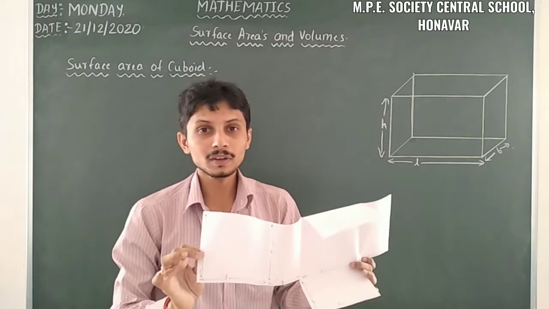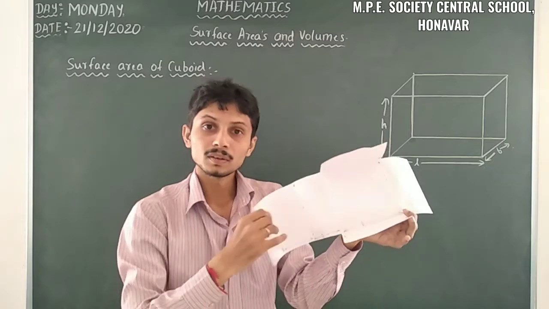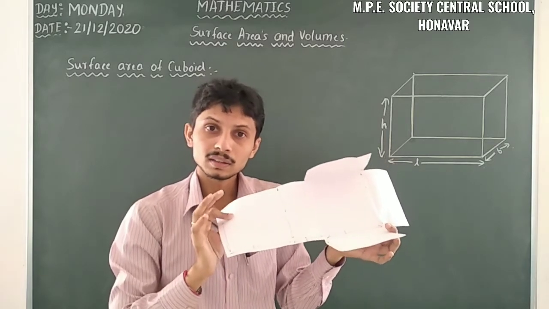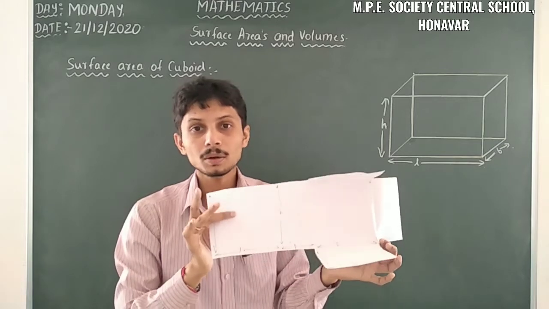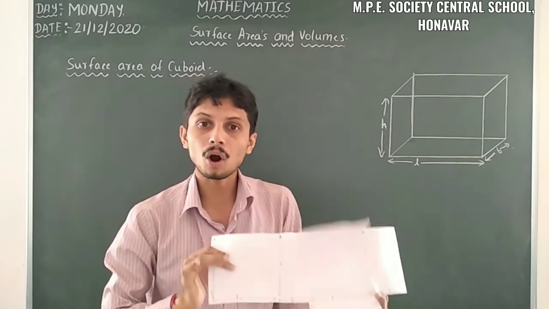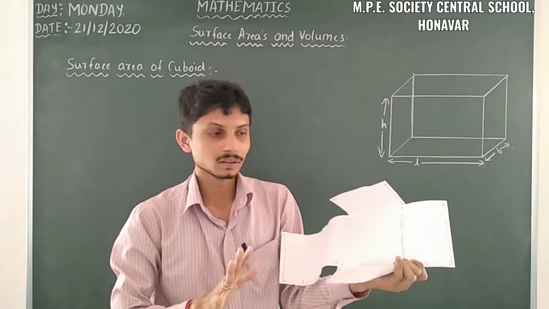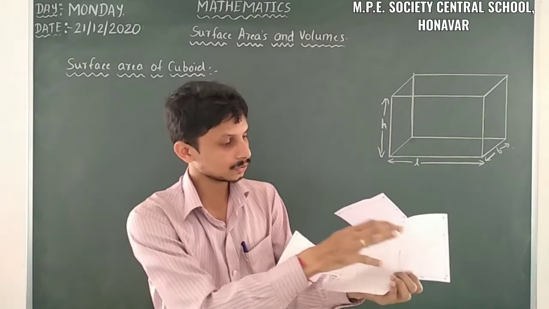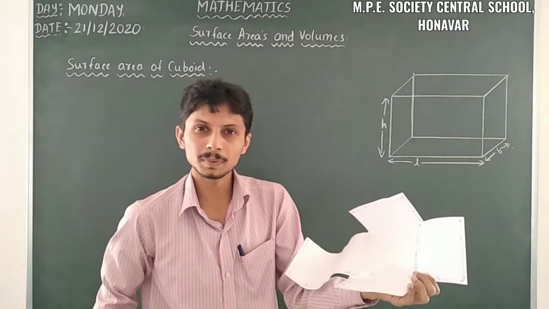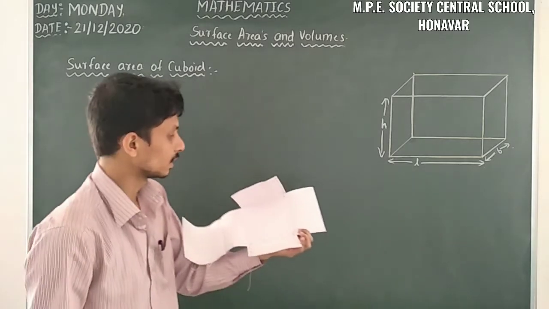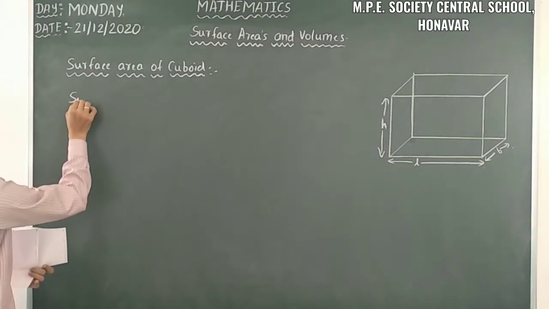When we have to find out the surface area of this cuboid, firstly we have to find the area of each face. Then we have to add all these things. So we have to divide these faces. I will take this as the first face, second, third, fourth, whatever it may be. Firstly, the surface area of a cuboid. Let us take the surface area of a cuboid.